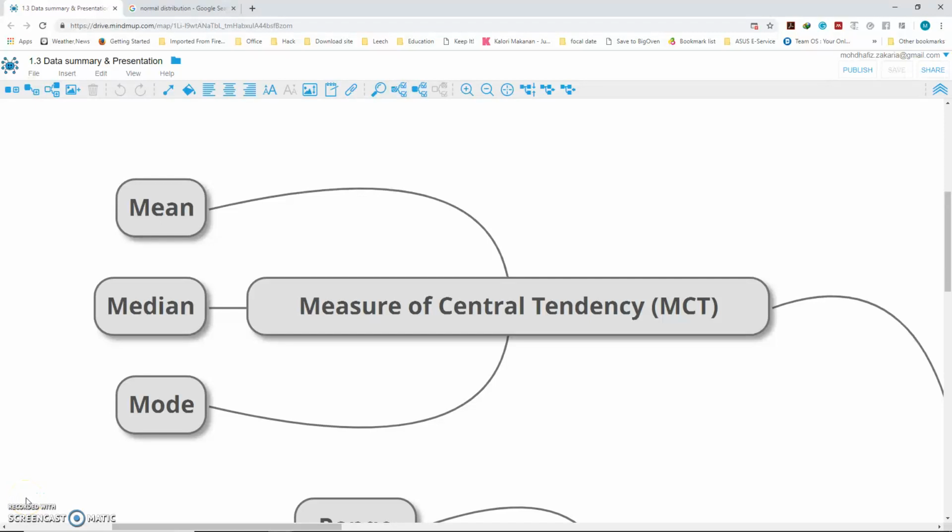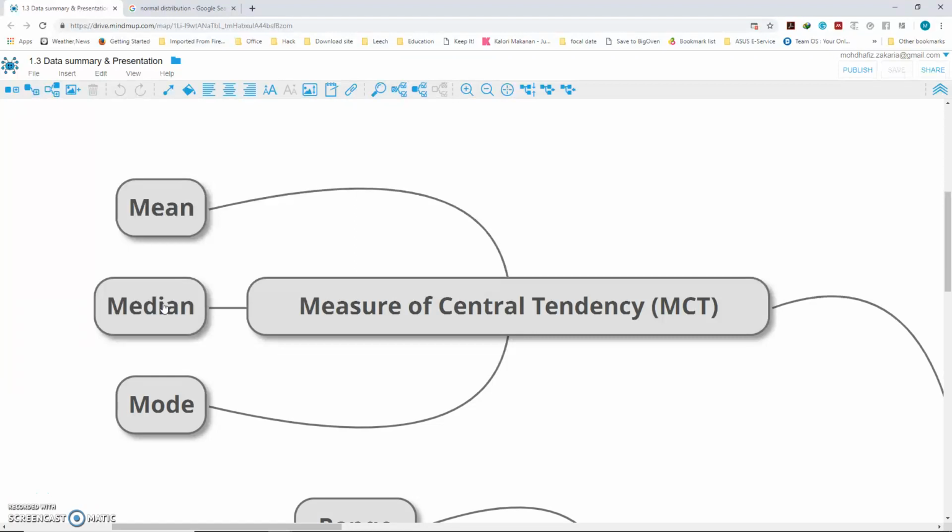Hi again. Now, we already know that for nominal data, you will need to use mode. As for ordinal data, you will need to use median to measure the central tendency. But for quantitative data, which is interval and ratio, there are two situations, right? That will actually allow you to use mean or median.